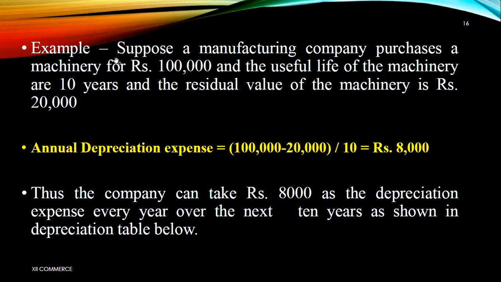Thus, the company can take 8,000 as the depreciation expense every year over the next 10 years. As it is your straight line method, this depreciation amount of 8,000 is for every year, for the 10 years. If the machine depreciates 8,000 in the first year, then for the next year it will also be the same 8,000, and for the next year it would also be 8,000.